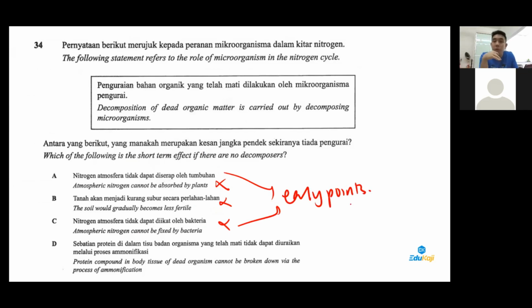If you go through nitrogen cycle, chapter 8, plant consumed by herbivore, die, then only decomposers come in. This one cannot be broken down. 34 D, guys, 34 D.